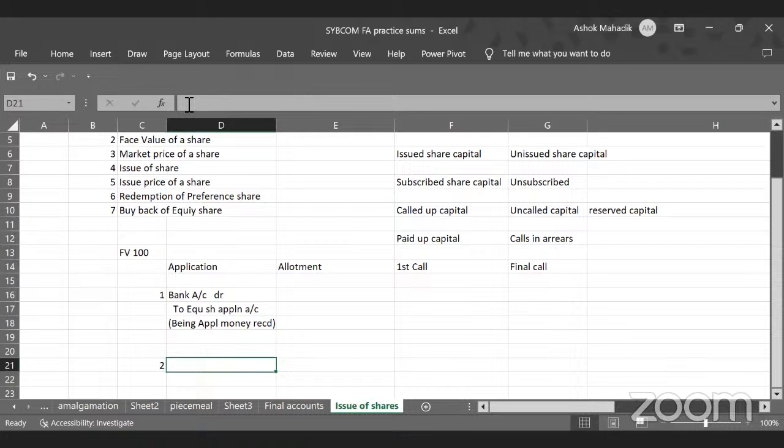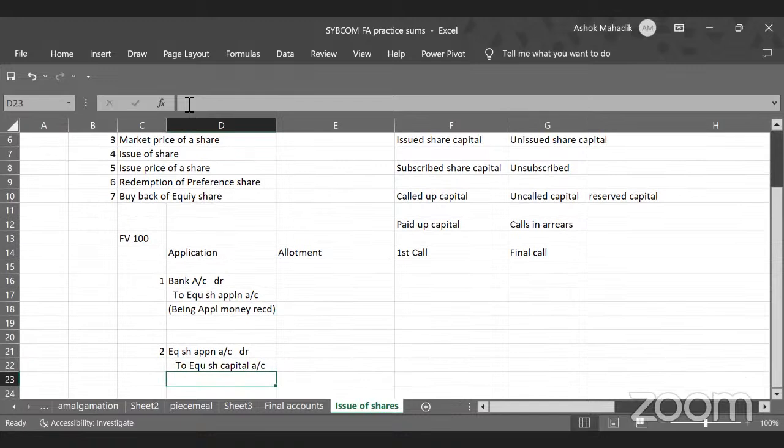So always remember, whenever you are passing a transfer entry, the account from which you are transferring should be on the debit side, and the account to which you are transferring will always be on the credit side. You are transferring from equity share application, so equity share application account debit, to equity share capital account. Clear? Very simple entry. Understood? I am teaching only a few basic entries. So on application, you have to write these two entries.